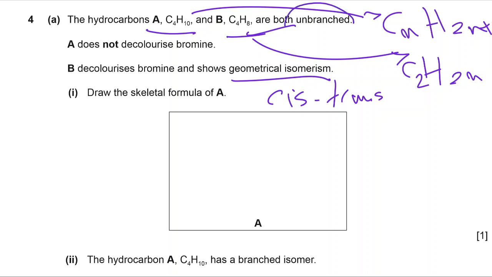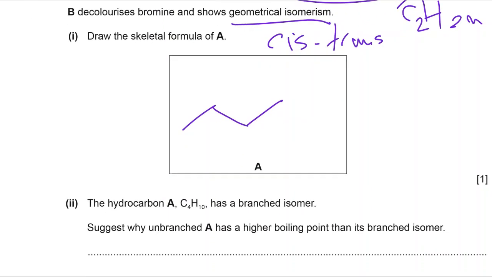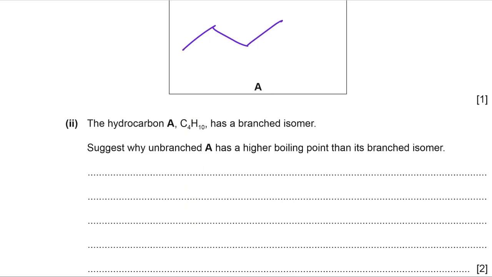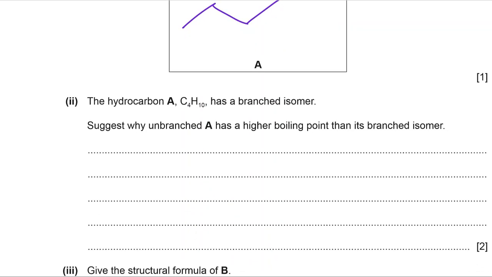Draw the skeletal formula of A, and here we don't need any branching, that means straight chain with four carbons, one skeletal formula, this one. The hydrocarbon A has a branched isomer, this one. Okay, suggest why straight-chain A has a higher boiling point than its branched isomer.